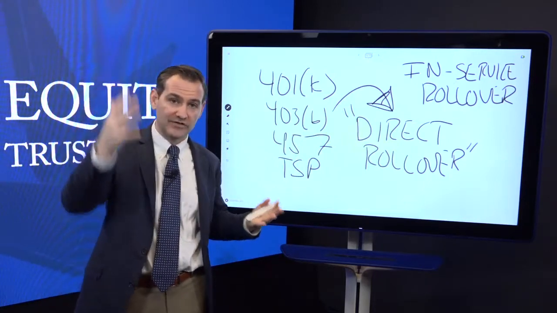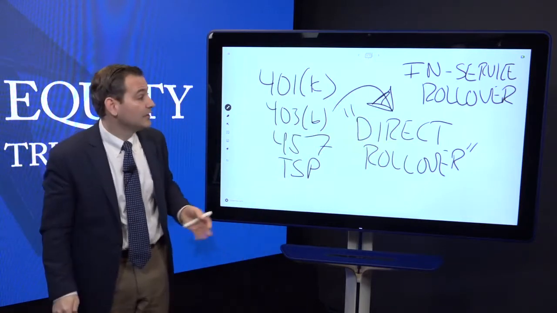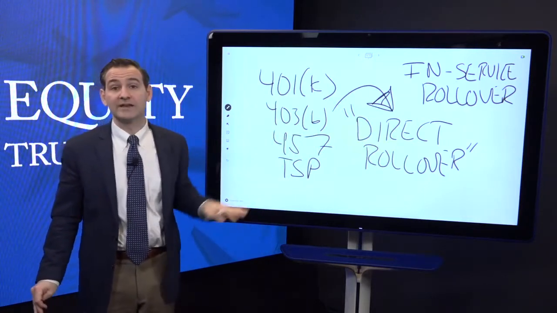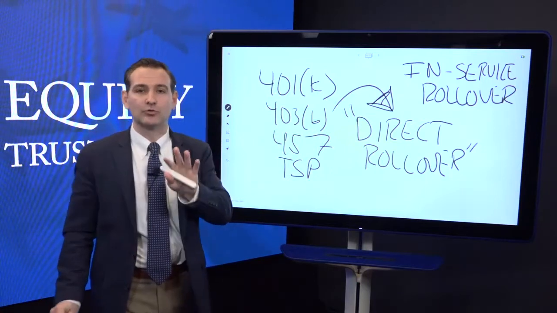We'll help you complete the application if needed over the phone. And from there, you'll call your plan administrator and initiate a direct rollover.